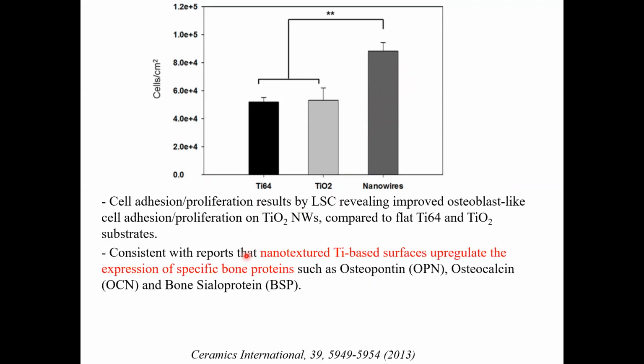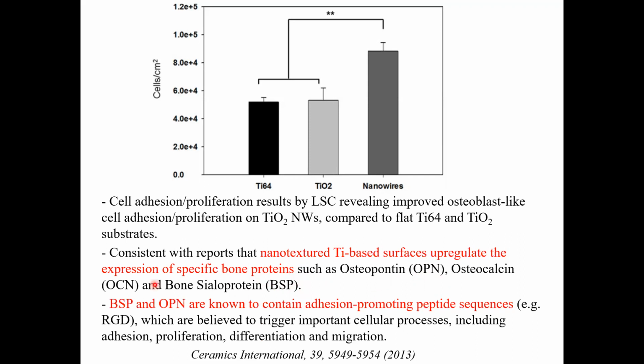And this is consistent with what people have seen in the literature, that the nanostructured titanium-based surface upregulates the expression of specific bone proteins, such as OPN and BSP and so on. And BSP and OPN are known to contain adhesion-promoting peptide sequences. It's no wonder that this is being generated more on this surface, and that's giving you better adherence to that surface by the cell.